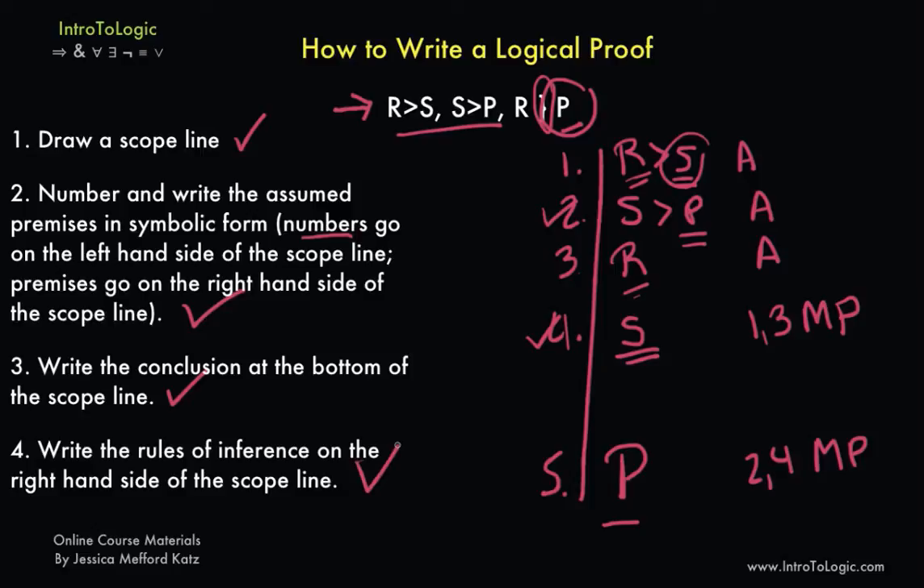So we have completed step 4, write the rules of inference on the right-hand side of the scope line. And of course, always write the lines that you use with those rules of inference if necessary. Note that assumption doesn't require any lines to be listed, because when you make an assumption, you're not really appealing to any other premise that existed earlier in the proof. You're just assuming some premise to be true. And that is how we write a logical proof. So I recommend using these steps when writing your own proofs, and just be sure to keep practicing.